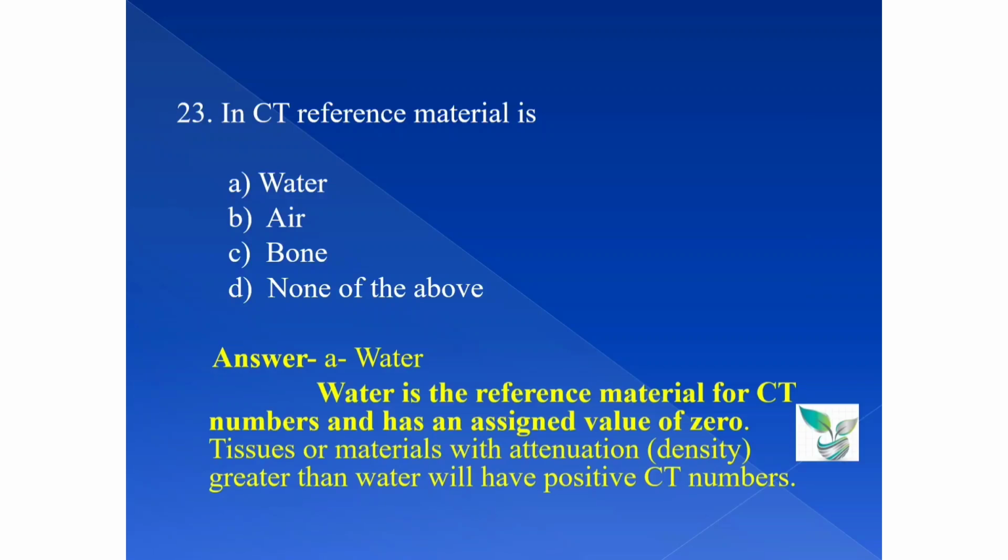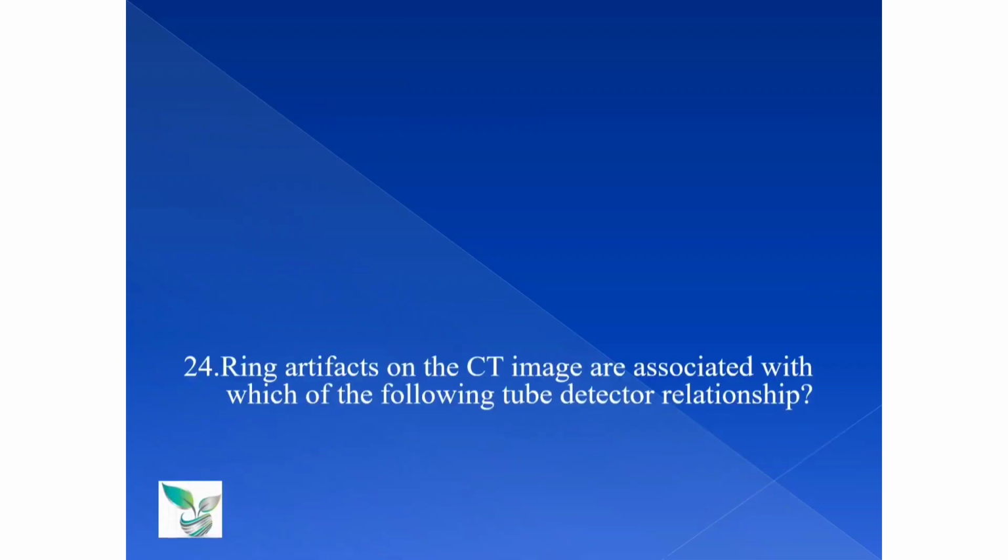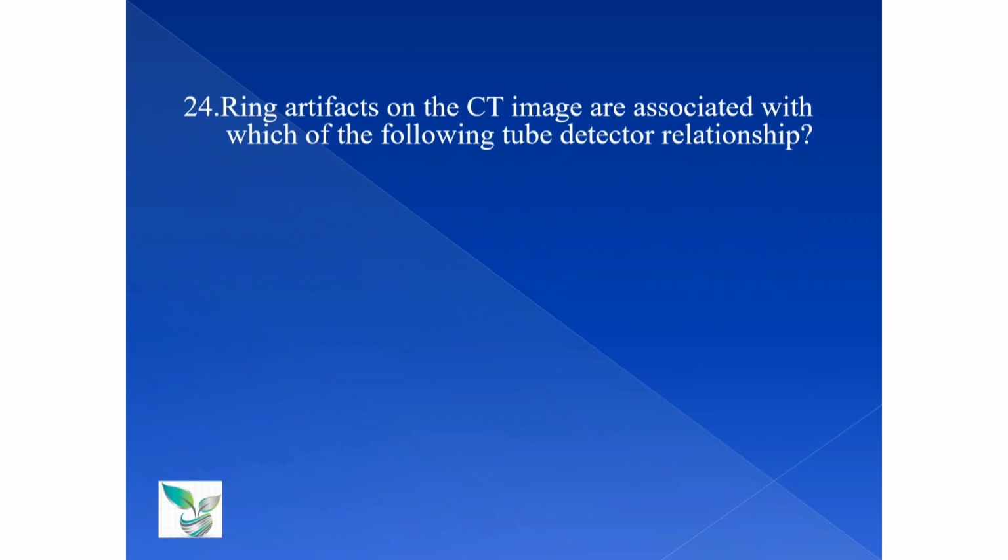For example, positive 1000 is for bone, whereas negative 1000 is for air, and fat is negative. All those come under negative, and all the soft tissues come under positive CT numbers. Moving on to the next question, question number 24.